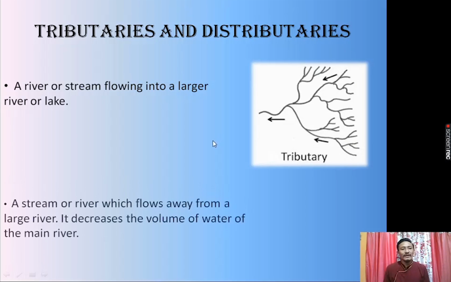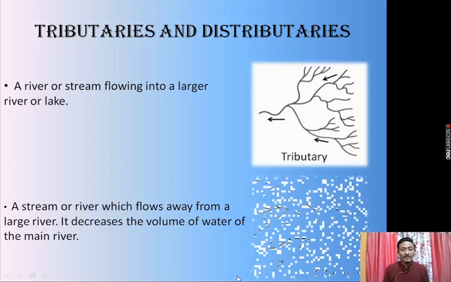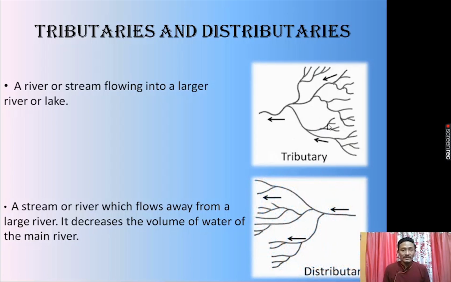After this we have distributaries. Distributaries are a stream or river which flows away from the larger river. It decreases the volume of water of the main river. That means it is just the opposite of tributaries, where the small streams get connected and form a larger river.